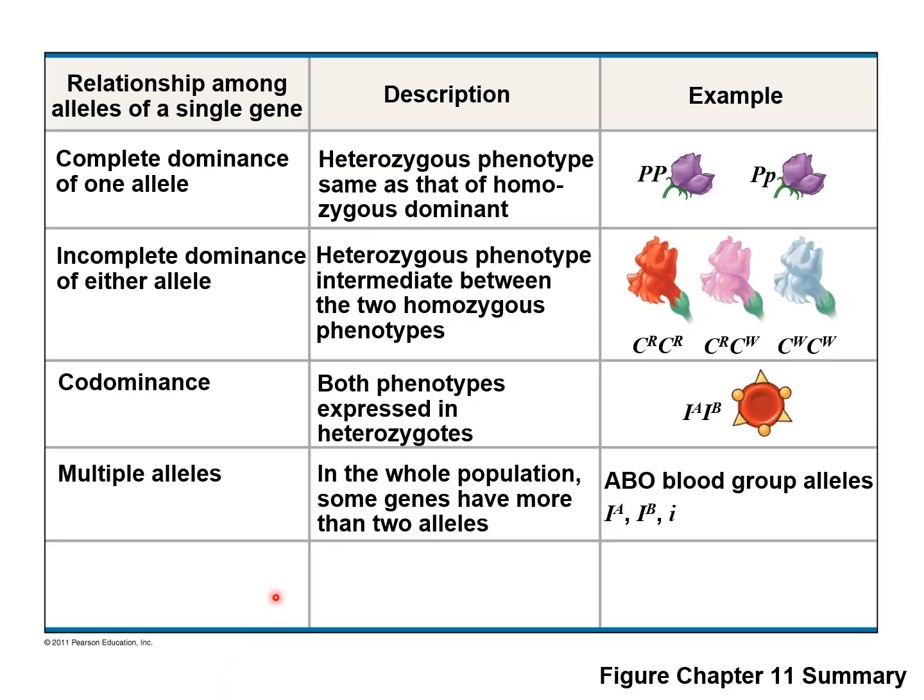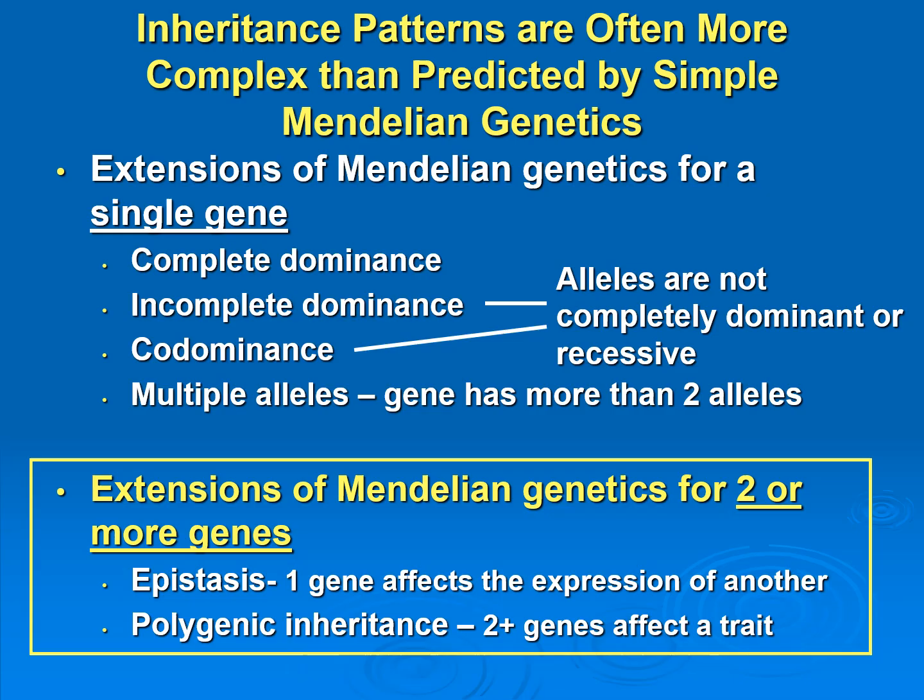Okay, and then here's just a nice summary with examples here of complete dominance, incomplete dominance, codominance, and then we've also added the multiple alleles as well. Okay, and now we're going to take a look at when we have 2 or more genes and how that affects inheritance. So we've got epistasis and polygenic inheritance. So let's look at epistasis first.